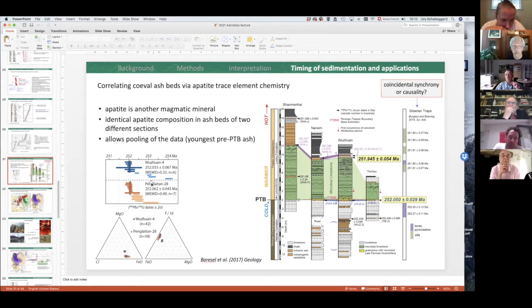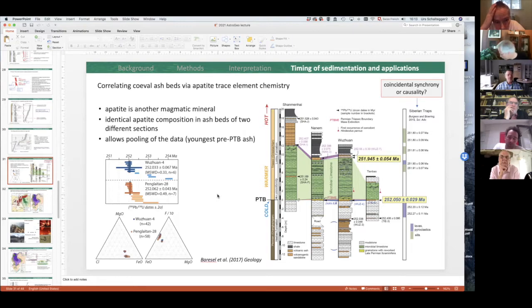Right. Yeah, I think this could be a way to go. It's just a lot of additional work, but this could be a way to go. So instead of dating all these ashes, you can date maybe one or two, and you realize, okay, this may be the same ash in different places. Right. And you could use apatite chemistry, which only needs a microprobe, but not a sophisticated lab.